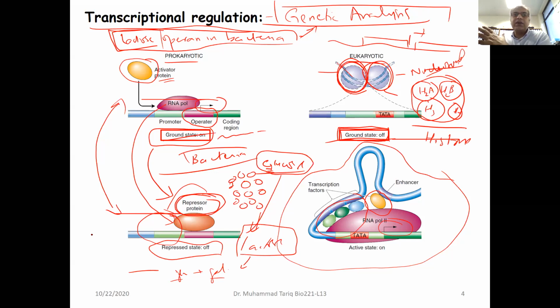So did I answer your question, that this kind of gene regulation is very important for efficient growth of bacteria? Clear?